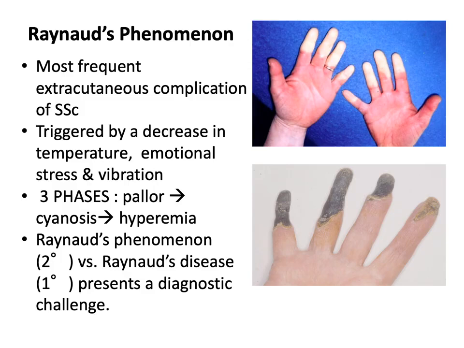Raynaud's phenomenon is the most frequent extracutaneous complication of scleroderma that is due to episodes of reversible vasoconstriction in the fingers and toes. But it can also be observed in the tip of the nose and the earlobes, and it is usually triggered by a decrease in temperature, emotional stress, and vibration. Raynaud's phenomenon has three phases: pallor, that is due to vasoconstriction, cyanosis secondary to ischemia, and hyperemia because of reperfusion.